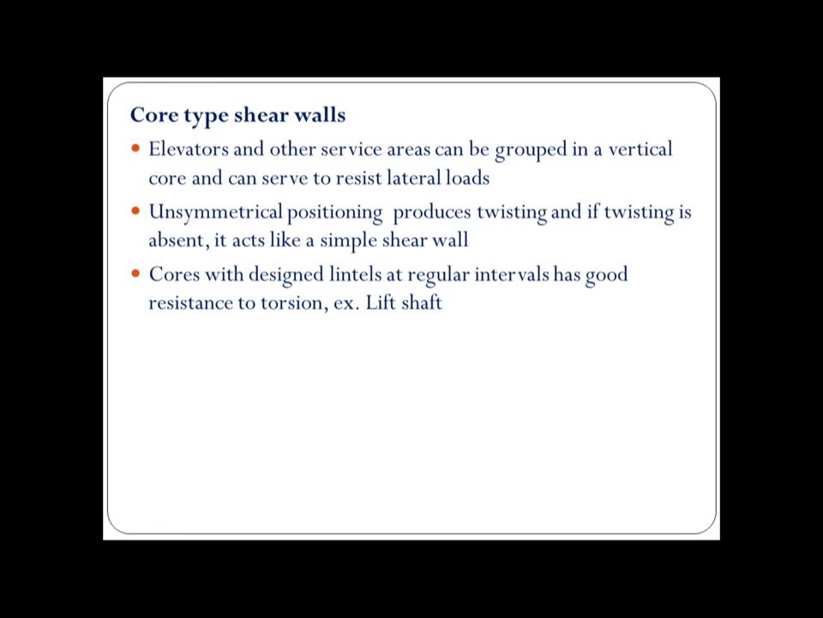Core type shear walls. These are the common kind which we use in elevators and utility shafts. Unsymmetrical positioning always leads to twisting, and the same thing applies here. If twisting is absent, it acts like a simple shear wall. The advantage is that it has shear walls in both orthogonal axes, and the lintels acting as beams in the lift shaft have good resistance to torsion.